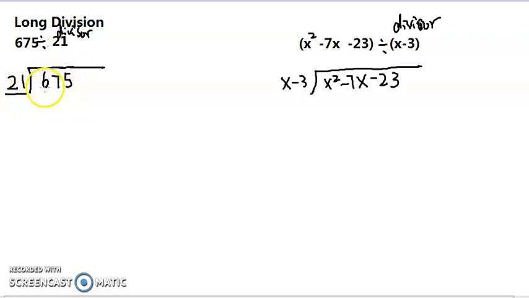Of course 21 doesn't go into 6, so we have to pick at least the two digits. We try to figure out 21 goes into 67 how many times. I mean, they're both two digits. It's kind of hard to see 21 goes into 67 how many times in your head. But there is a quick way so you can do it in your head.